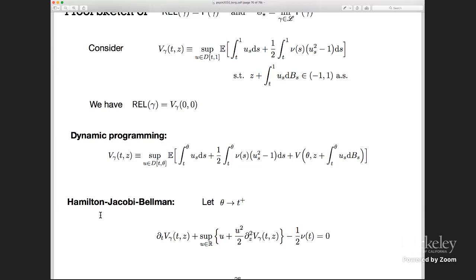You can get this thing that is called the Hamilton-Jacobi-Bellman equation that basically rules the behavior of this function V. And this is another PDE that is not linear. It's a complicated PDE. And it looks like this.